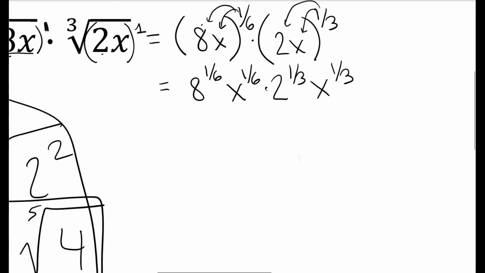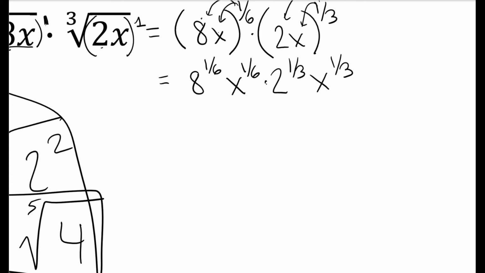Okay, so now we're going to combine these two x's together because they have the same base. So we're going to add the exponents together. We're going to add 1 over 6 with 1 over 3 because they have the same base. So these two x's combine. We have x to the 1 over 6 plus 1 over 3rd power. All right, now what about the 8 and the 2 here? You cannot combine them because they have a different base.